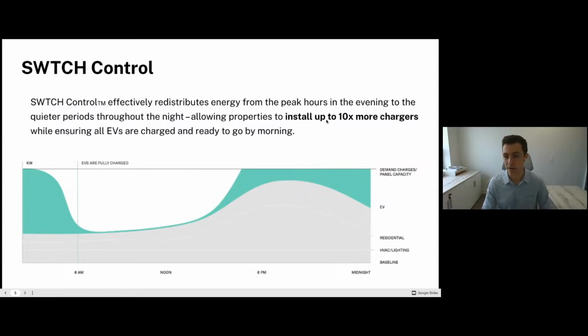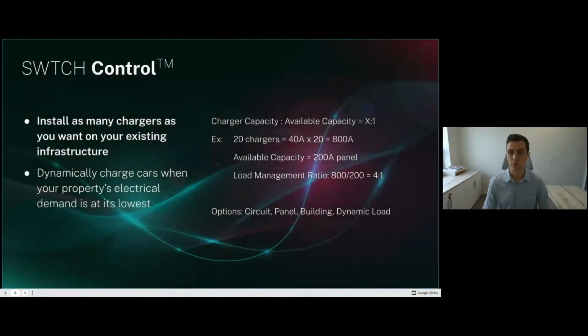You can see here we highlight you can install up to 10x chargers. That's very well the case. And hopefully by the end of today's presentation, I can show you just how to do that. And so as a very basic example, I want to get some nomenclature out of the way so we're all on the same page before we move on to the formula side of things.